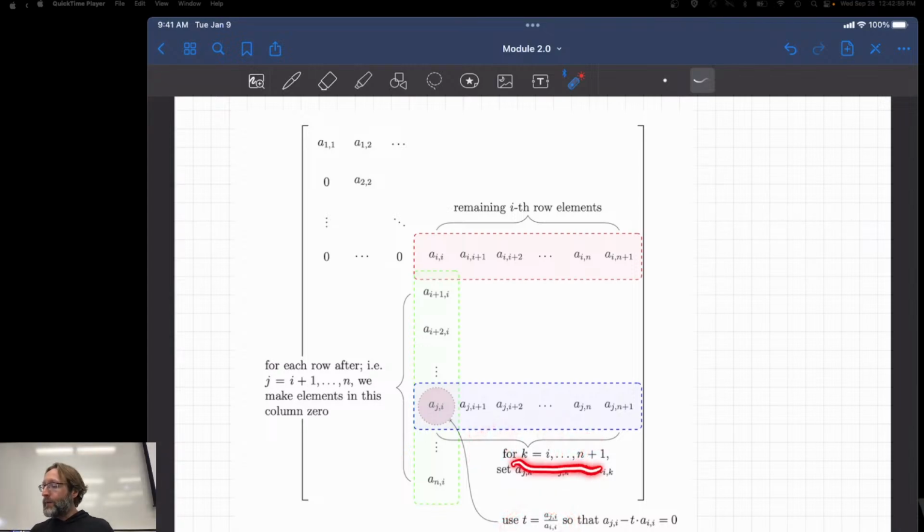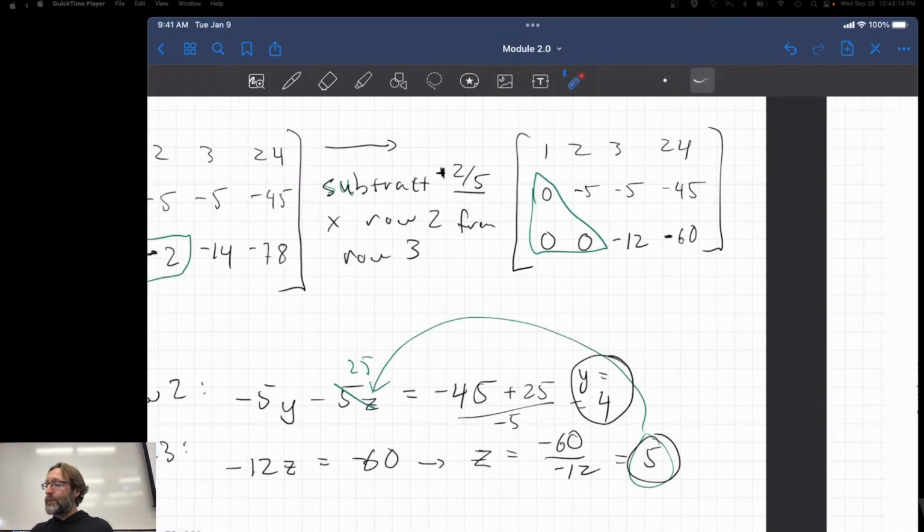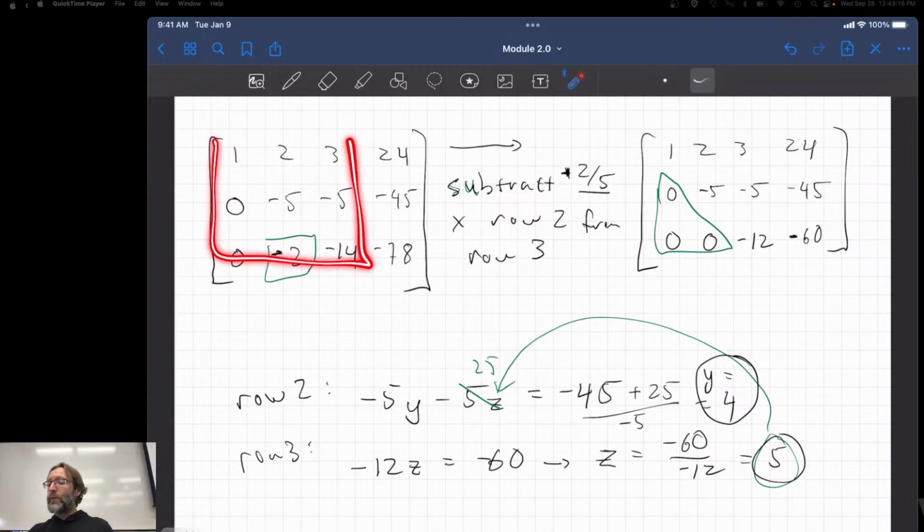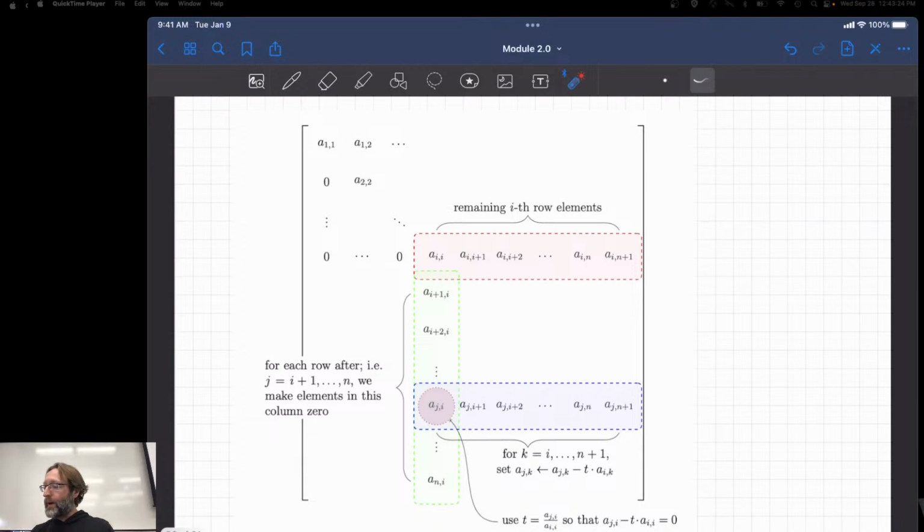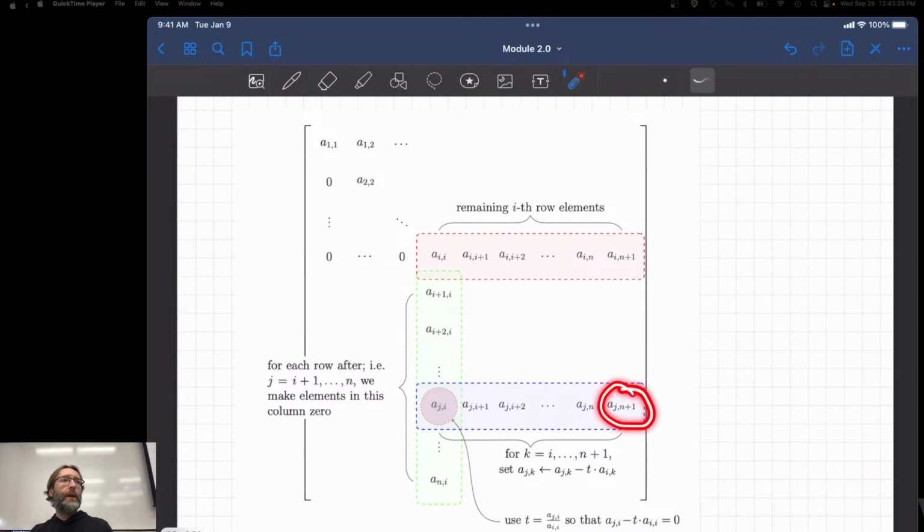So for k running from i to i plus 1, i plus 2, up to n plus 1. Why n plus 1 if I start at 0? Remember, it is not an n by n matrix. It is an n by n plus 1 matrix because it's this augmented matrix. There were 3 equations and 3 unknowns, but I had this additional column at the end that corresponds to the right-hand side. And there's that number right there.